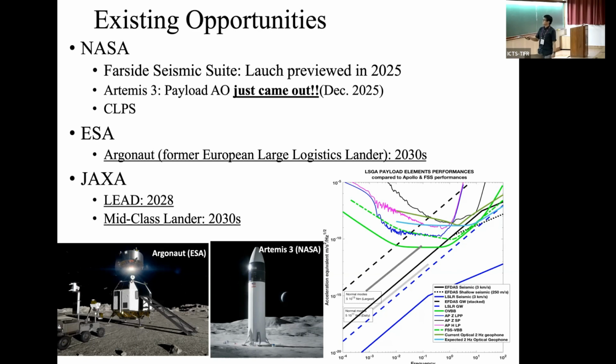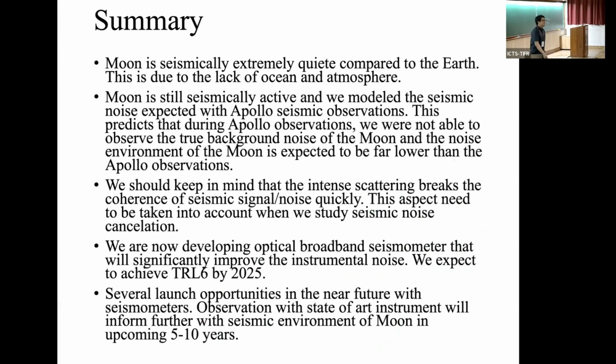This is just a short figure to show you what kind of sensitivity we are aiming at with optical BBB and FSS. This line is FSS, but if it's going to be optical, we will go down much lower in noise level. So with that said, I will conclude.